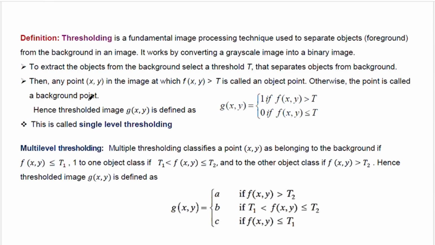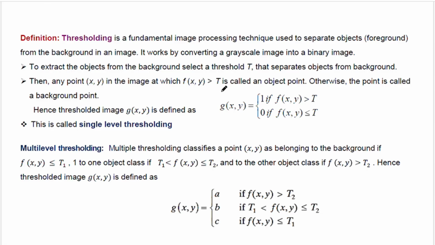How to do this thresholding? To extract the objects from the background, select a threshold T, a numerical value that separates objects from background. What is this T? It's a numerical value. It's an intensity value. Then, at any point x comma y in the image, you know the image has different pixels and all the pixels have intensity.